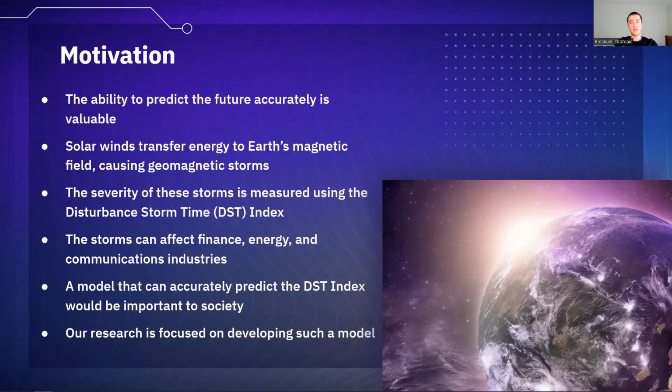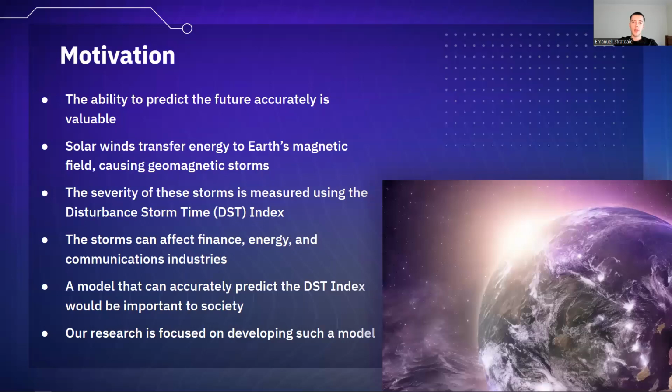The DST Index is a measurement of the solar activity as well as the Earth's magnetic field. When the solar winds transfer energy to the Earth's magnetic field, massive geomagnetic storms can be created. The DST measures the severity of these storms in nanoteslas at 4 geomagnetic observatories.